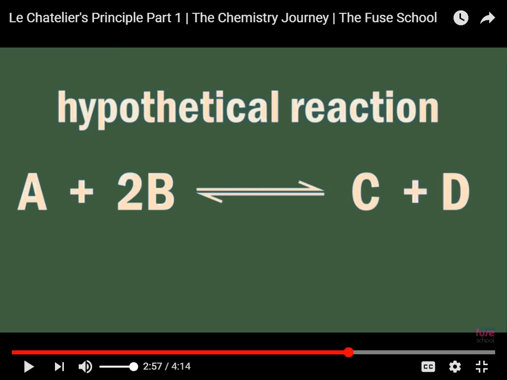Can you write that reaction down? Put gas, gas, gas, gas for all of those. So gaseous A plus 2 moles of gaseous B equilibrates, with the double-headed arrow, to gaseous C and gaseous D. All right, so A, 2B, C, and D.